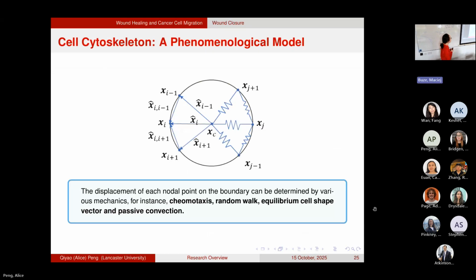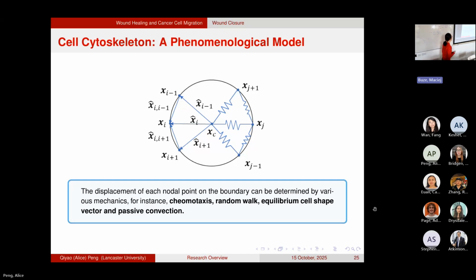In my work, I developed a phenomenological model. What I did is we assume that every cell has an equilibrium shape, which you can understand as when there's no stimulus and the cell is at its most comfortable status. And what we did here is we split the cell membrane into a finite number of line segments by these nodal points. And then we connect the nodal points not only with the cell center, but also with the neighboring point by a spring. So that's how the cell will maintain its cytoskeleton.